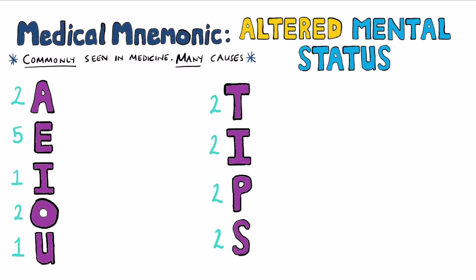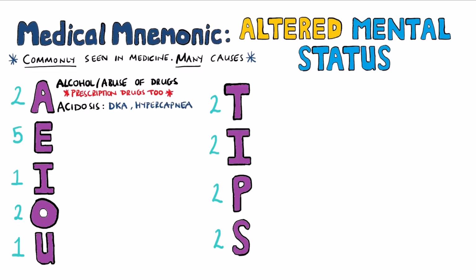Alright, so A is for one of the most common causes, which is alcohol or abuse of drugs. You always need to consider this when someone presents with an altered mental status, including prescription medications. A is also for acidosis, which often comes from things like diabetic ketoacidosis and things like hypercapnia, which is an excess of CO2 in the blood, which often comes from COPD, asthma, or a neuromuscular disease.